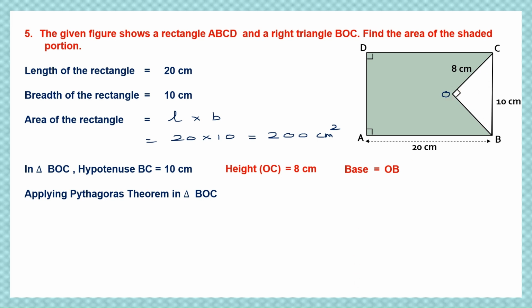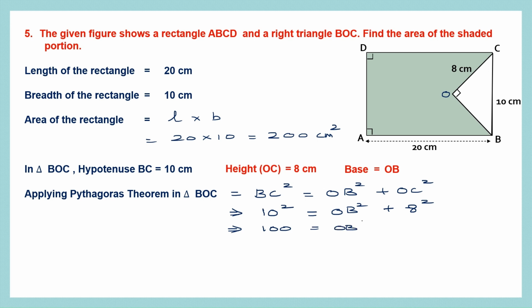So let's do that, applying that. So here the square of the hypotenuse, and the hypotenuse is BC. The square of this is equal to the square of the other two sides, that is OB square plus OC square. Let's substitute. Now BC we've already been given. BC is 10 centimeters, so this is 10 square. This is equal to OB, we don't know, so we're leaving it as OB square plus OC, which is 8. So 8 square. So here we have 10 square is 100, which is equal to OB square plus 8 square is 64.